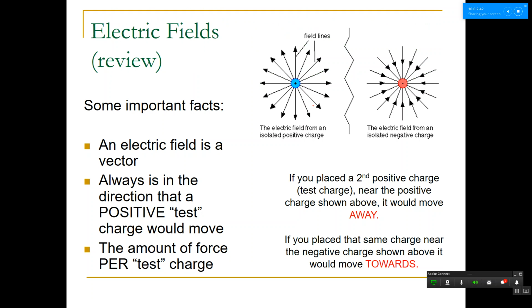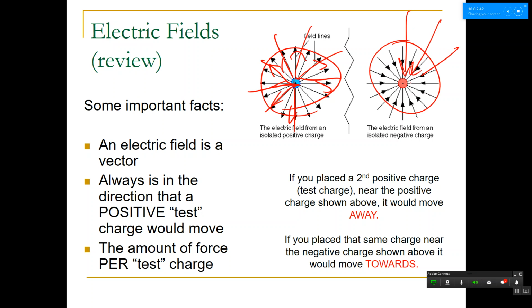First things first, when you have a positive charge, the electric field lines are flowing outwards. Please remember that. And if you have a negative charge, the electric field is flowing inwards. Okay. You need to know that electric field is a vector. We remember that. That's no problem.